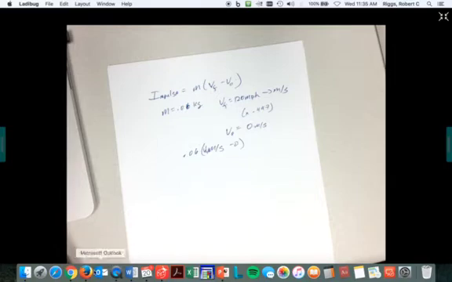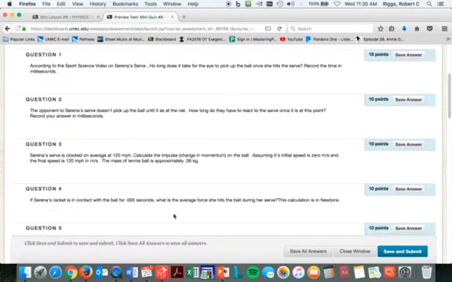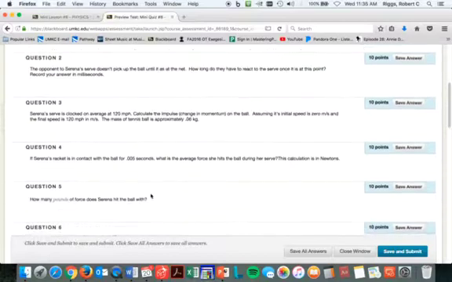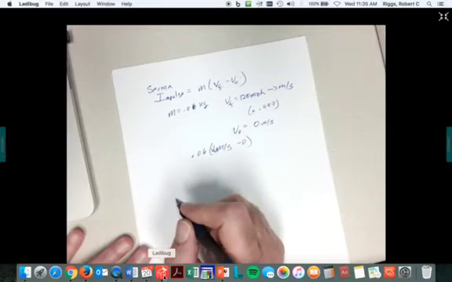What's the next problem say? All right, so there's how you find the impulse. Now, Serena's racket is in contact with the ball for 0.05 seconds, which they said in the video. What is the average force she exerts when she hits the ball during her serve? This calculation is in newtons. So this is the Serena problem.